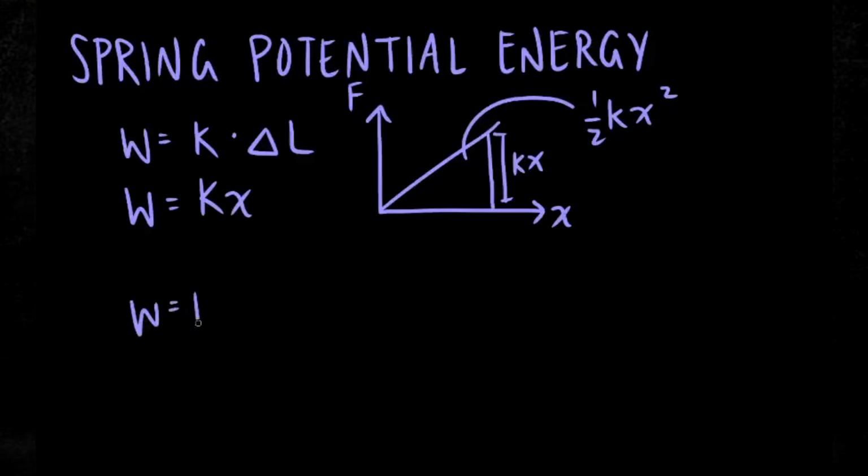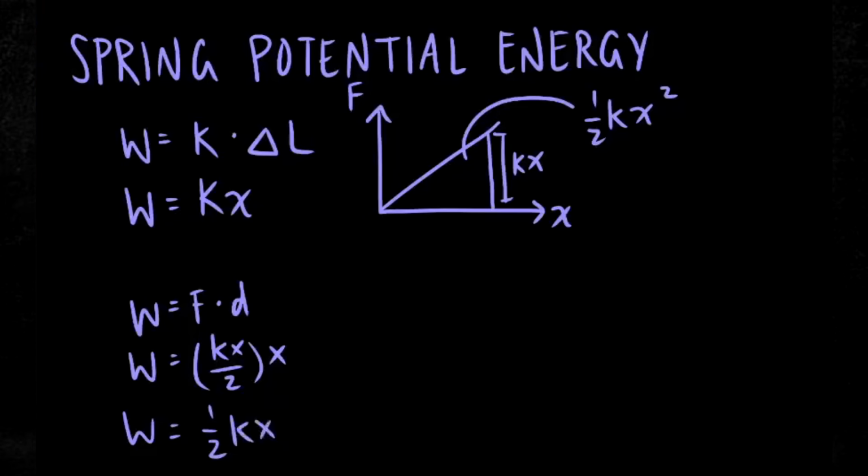Since the force increases linearly from 0 to kx, the average force is kx by 2. Therefore, the potential energy of a spring is equal to 1/2 kx squared, where k is the spring's force constant and x is the displacement from its undeformed position.